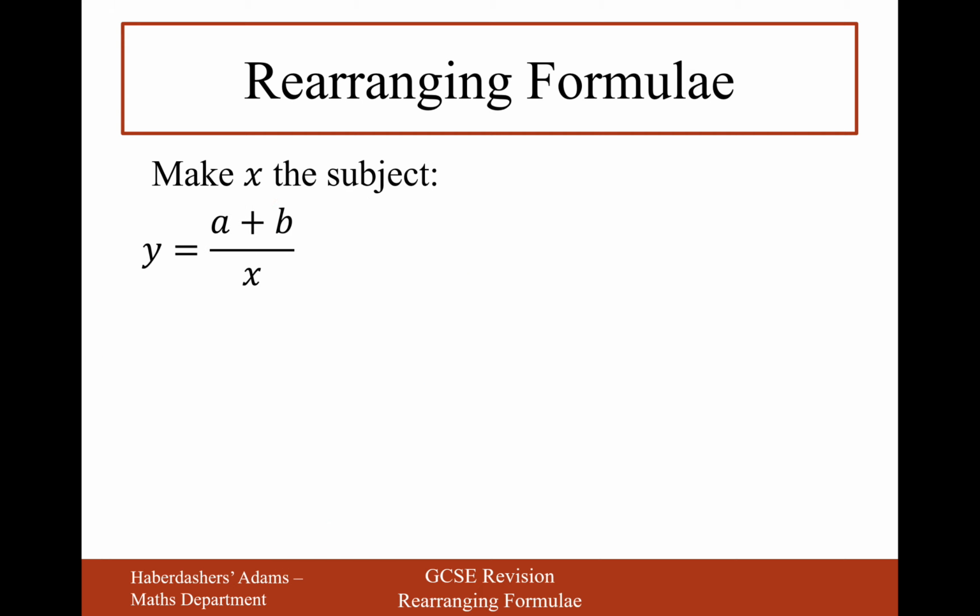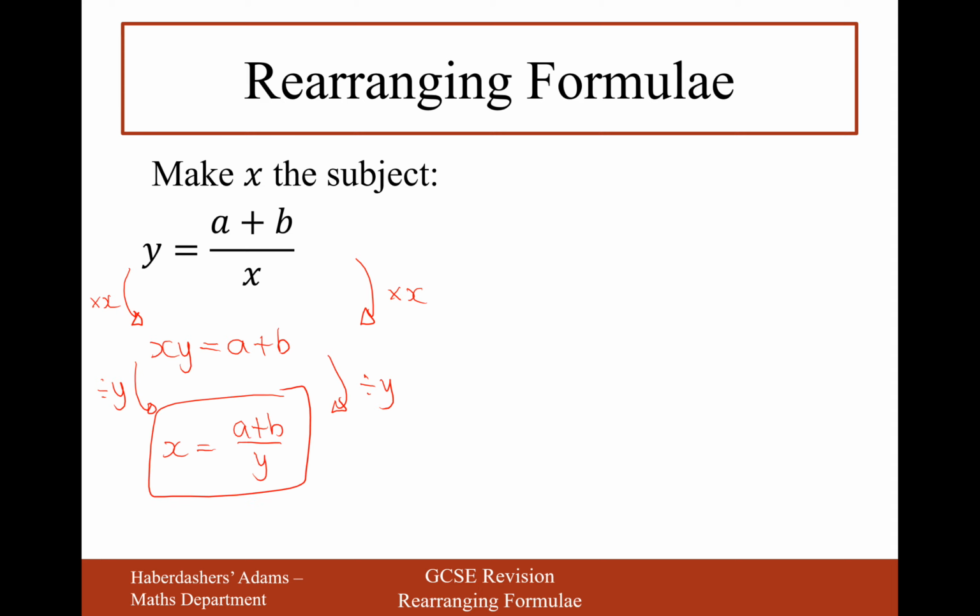So x is now on the bottom. That doesn't really change anything. We're still going to be timesing by x onto the left hand side, so that I can make my formula into just one horizontal line. So it's going to be xy equals a plus b. Then I need to get rid of this multiply by y, so I'll divide by y. So it's going to be x equals a plus b divided by y. And there we are, that's the answer to this question. Let's move on to the next one.